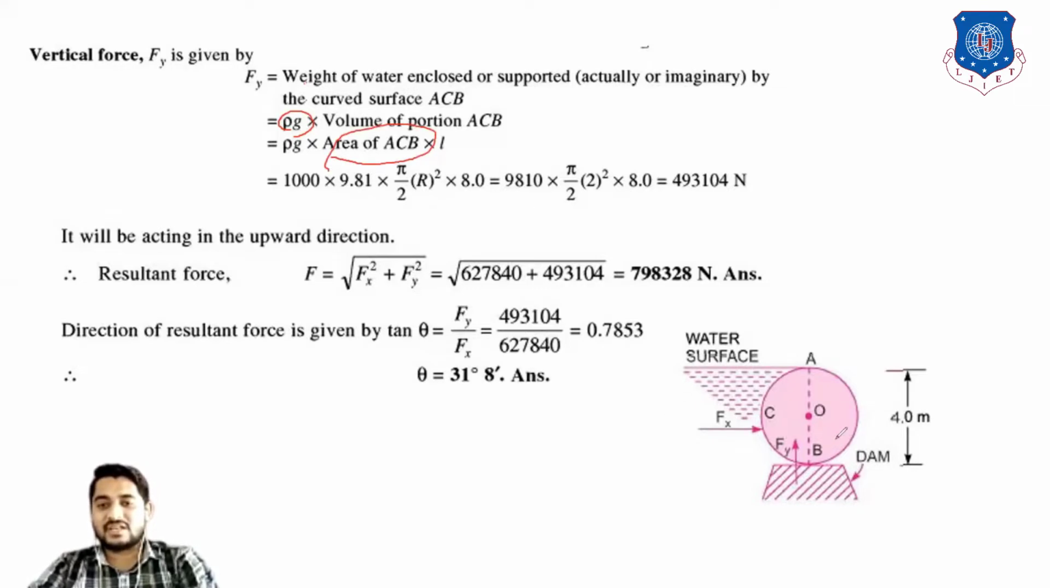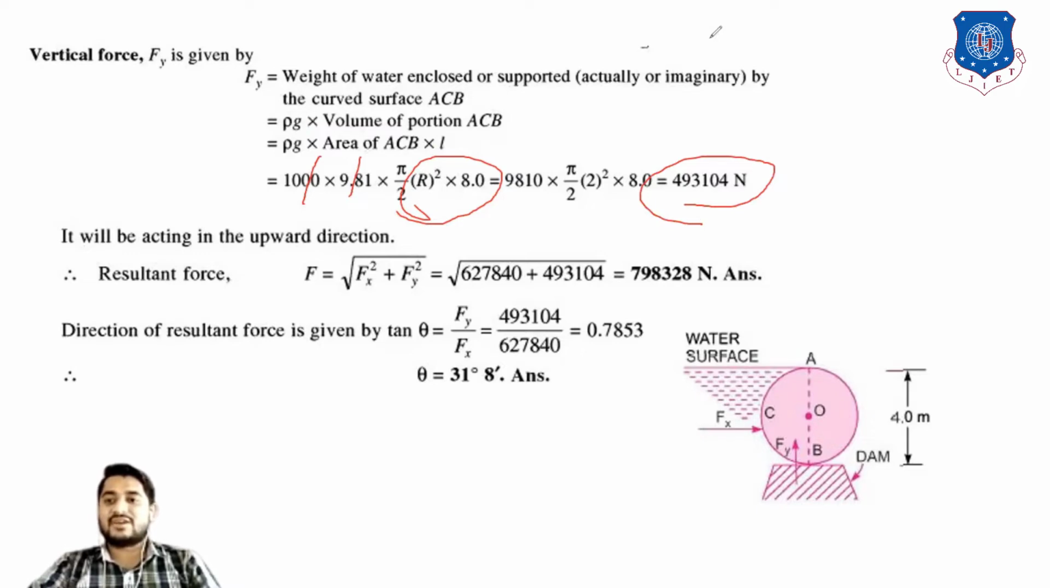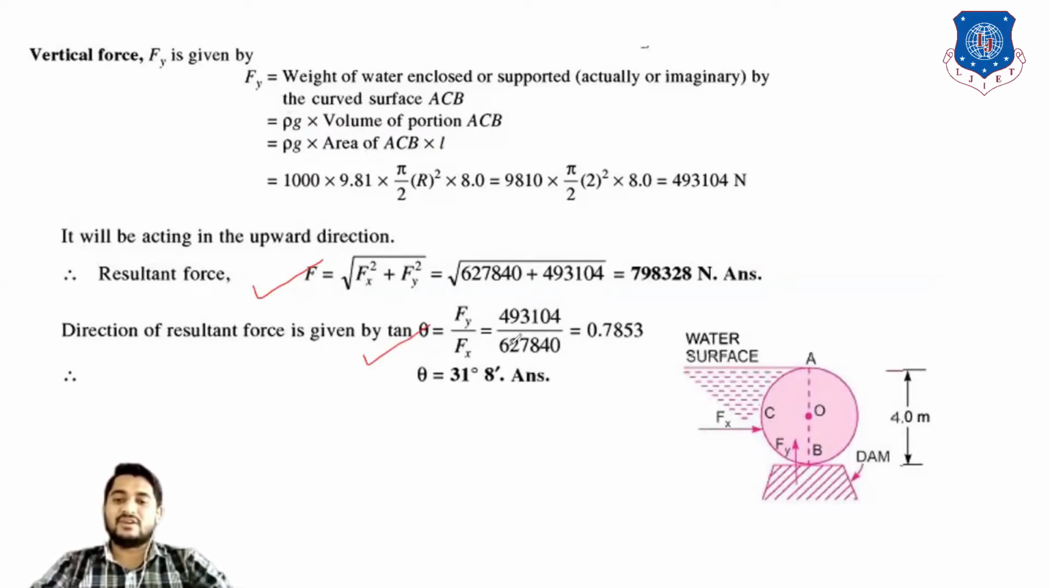Now we have to take area of this ACB only for the Fy surface. So why is this area ACB only? Why is this not the whole circular area? Just because water is only at one side of this gate, so area will be half of the circular plate. So area will be pi r square divided by 2 into length will be 8. Clear students? So here rho, here is V and here is g. So Fy will be 493104 Newton. After finding Fx and Fy, you have to put the equation of resultant force F is equal to under root Fx square plus Fy square, and tan theta is equal to Fy divided by Fx. So you can solve the value of Fx and Fy by this method.